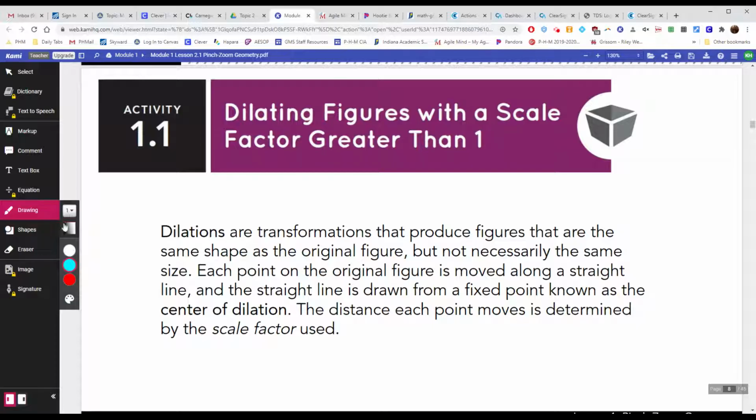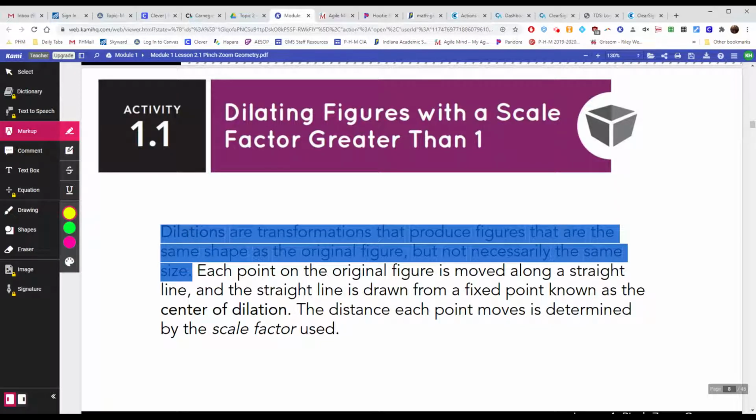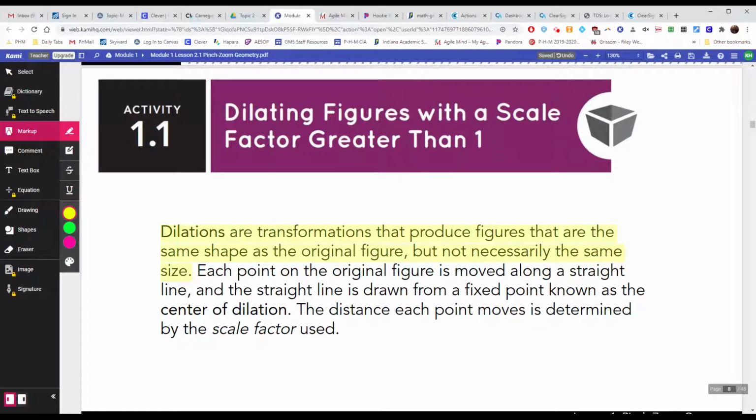So dilations are transformations that produce figures that are the same shape as the original figure, but not necessarily the same size. I would like for you to highlight or underline that. It's a little bit different than what we've been doing. The rigid motion transformations that we've been doing, translations, reflections, rotations, have produced same shape and same size. Dilations do not necessarily produce the same size.